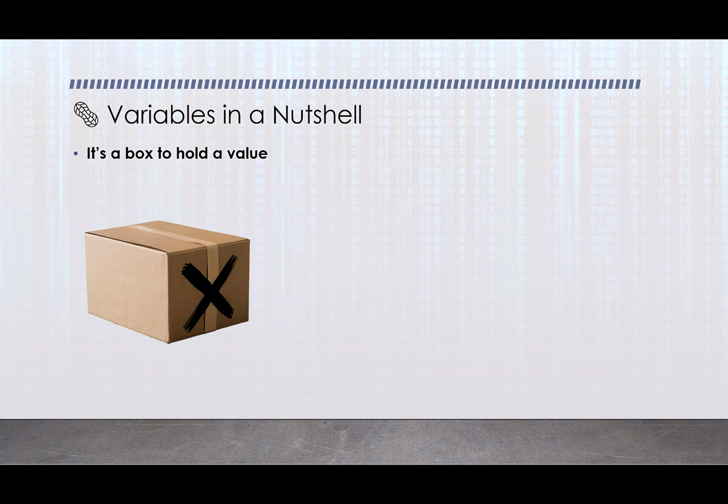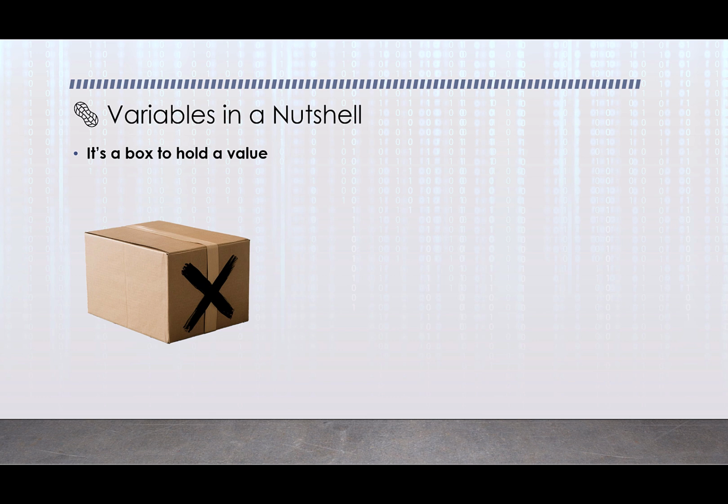So here we are, variables in a nutshell. As I mentioned, it's just a box that holds a value. So imagine we have this box here, and it's labeled X, right? We remember in algebra, 2 plus X equals 5. We know that that means X equals 3, right? Well, so that would mean that there's a 3 inside of that box.